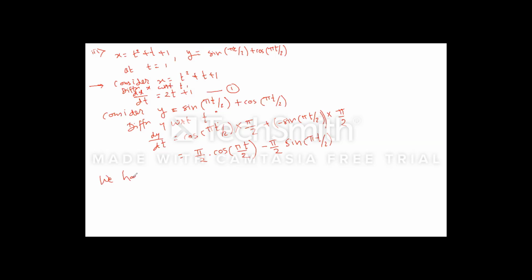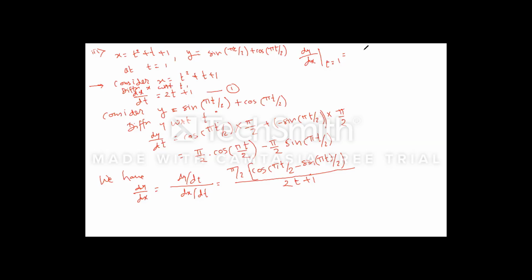Now according to the result, dy by dx is dy by dt upon dx by dt. Now let's put the value. What is dy by dt? Pi by 2 into cos pi t by 2, you can take pi by 2 common, minus sin pi t by 2, upon what is dx by dt? That is twice t plus 1. Now this is the value of dy by dx. Now we are going to find the value of dy by dx at t equals to 1.